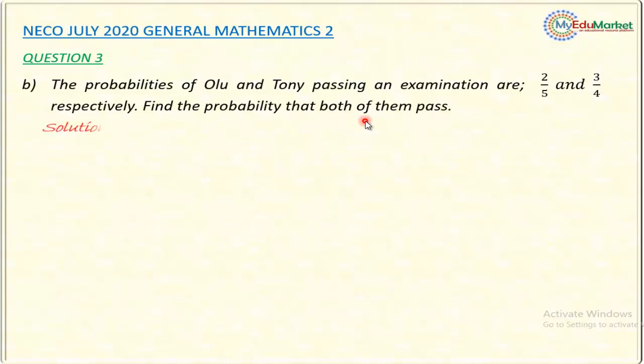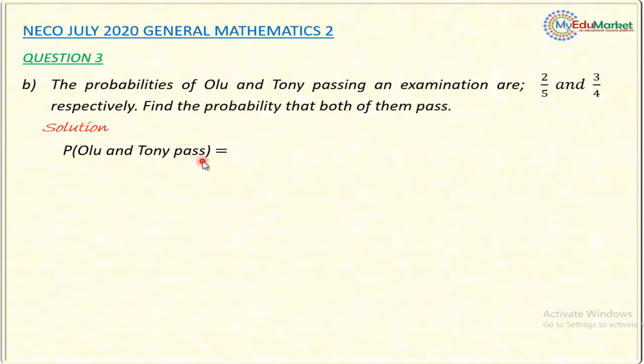So let me attempt to answer this question. The probability that both of them pass, that is Olu passes and Tony passes. Now what you do, you think: for Olu and Tony to pass, can it happen? If it can both happen, which means the two events are independent, and we now multiply their probabilities.